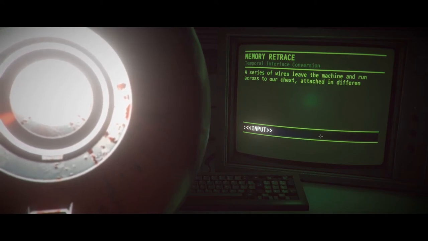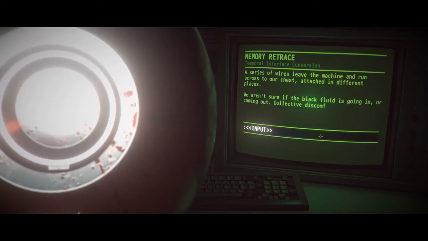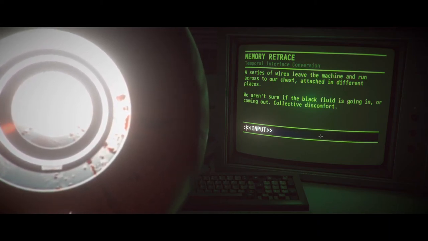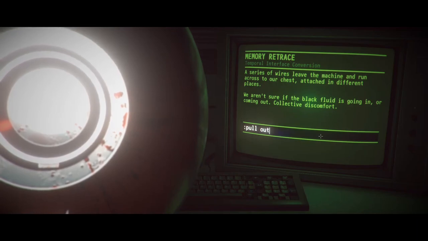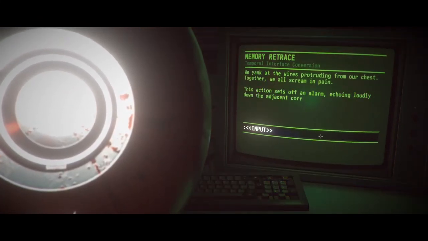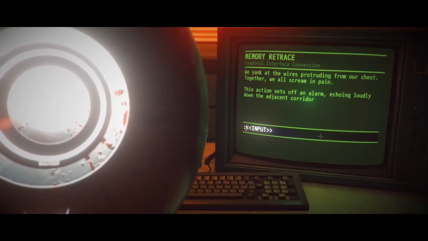A series of wires leave the machine and run into our chest, attached in different places. We aren't sure if the black fluid is going in or coming out. Collective discomfort. Pull out wires. We yank out the wires protruding from our chest together. We all scream in pain. This action sets off an alarm echoing loudly down the adjacent corridor.